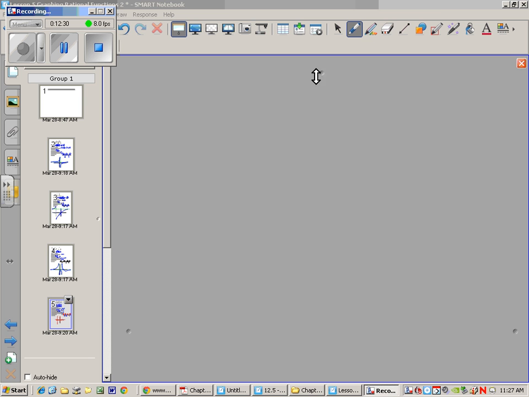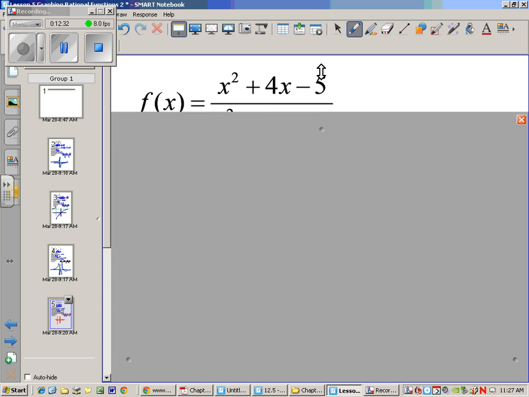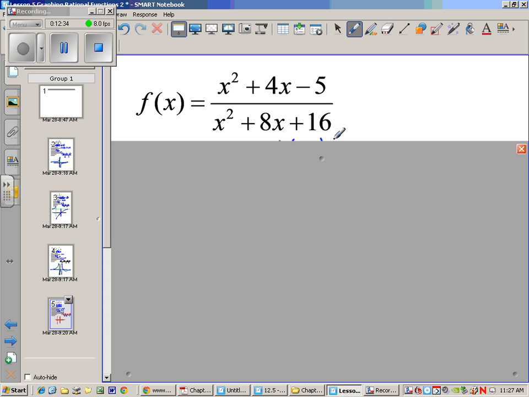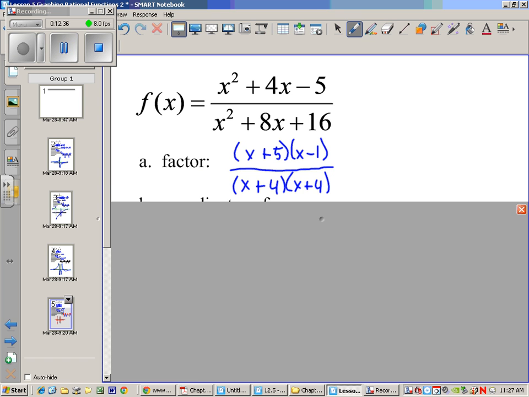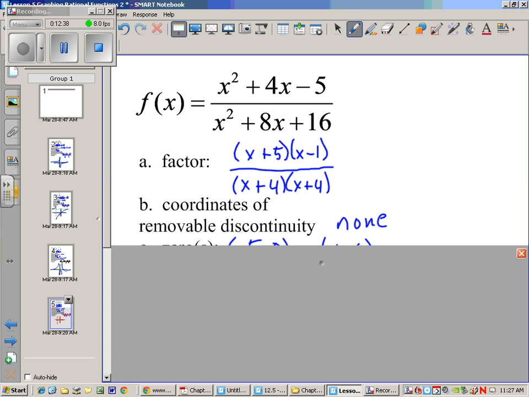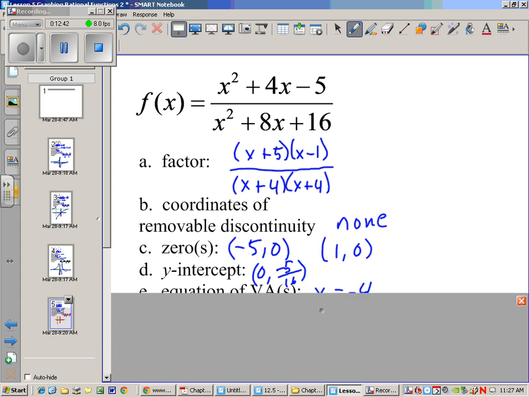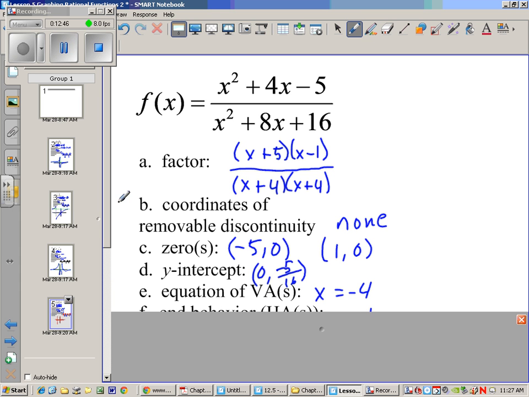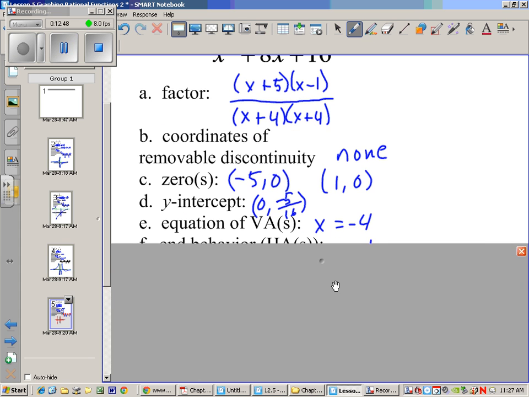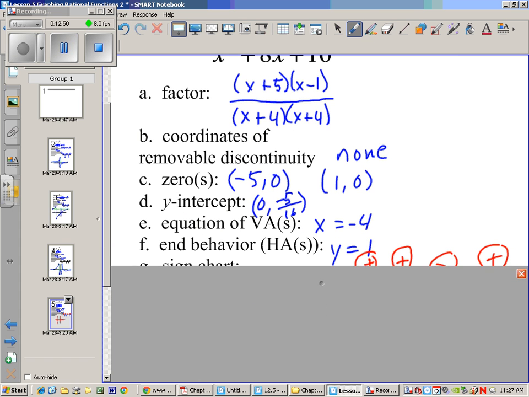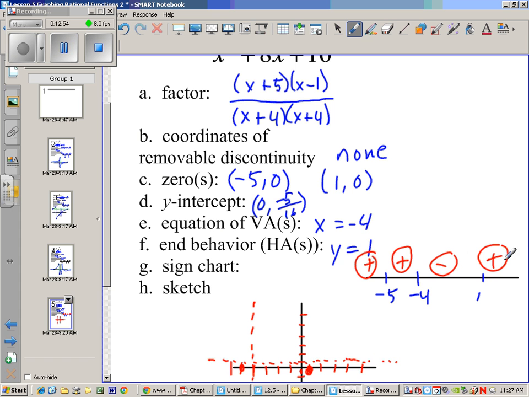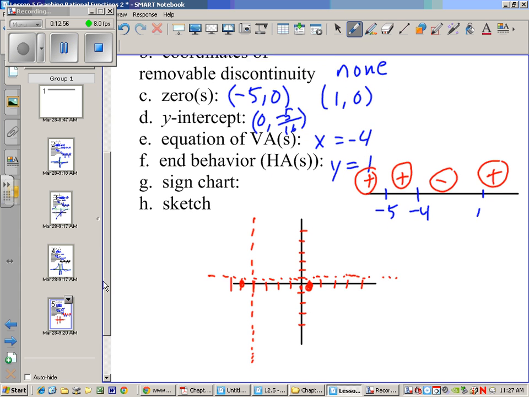All right, hopefully you are done with this problem. Here's our function. If I factor it, I'll get these values. There are no removable discontinuities. It has 2 zeros at -5 and 1, a y-intercept at -5/16, and there's only one vertical asymptote, and the end behavior is going to be y equals 1, and this is what I got for my sign chart.